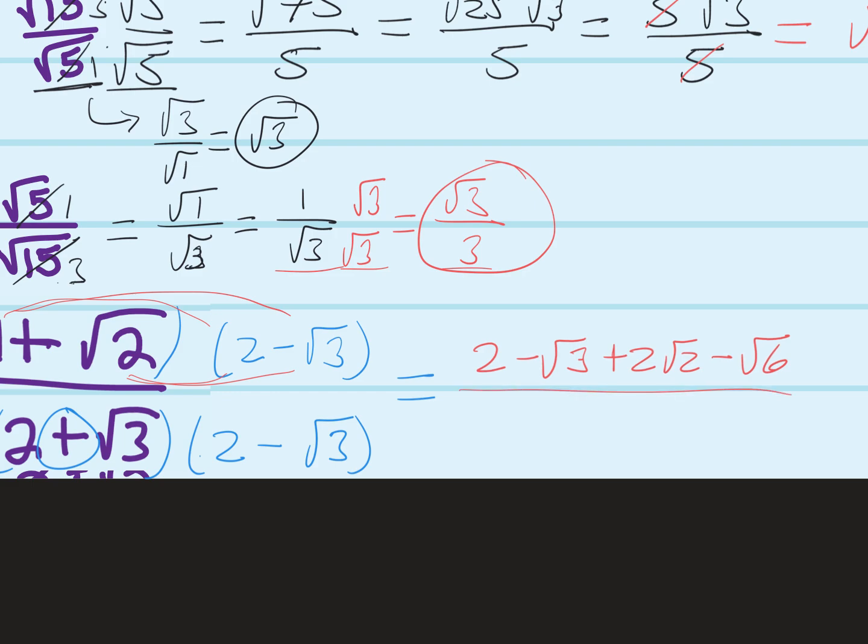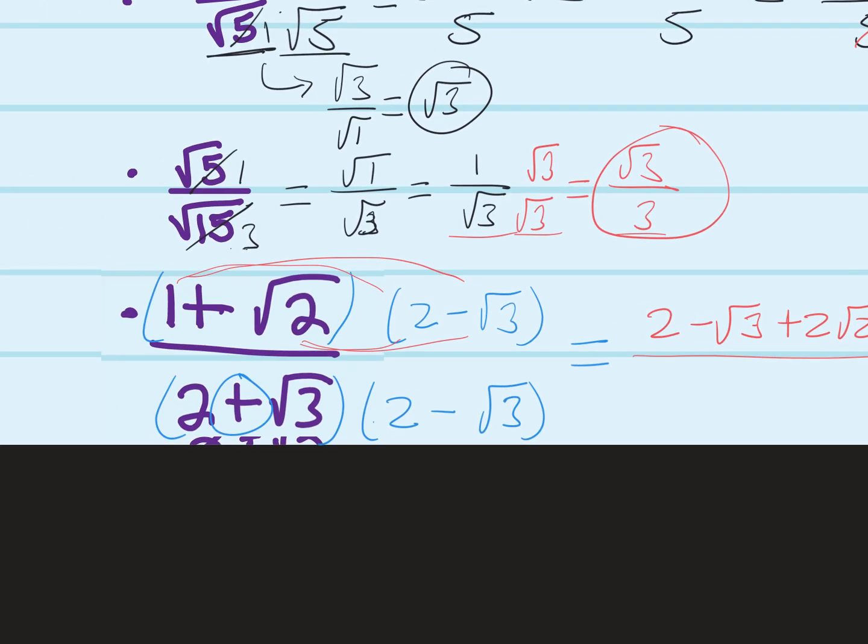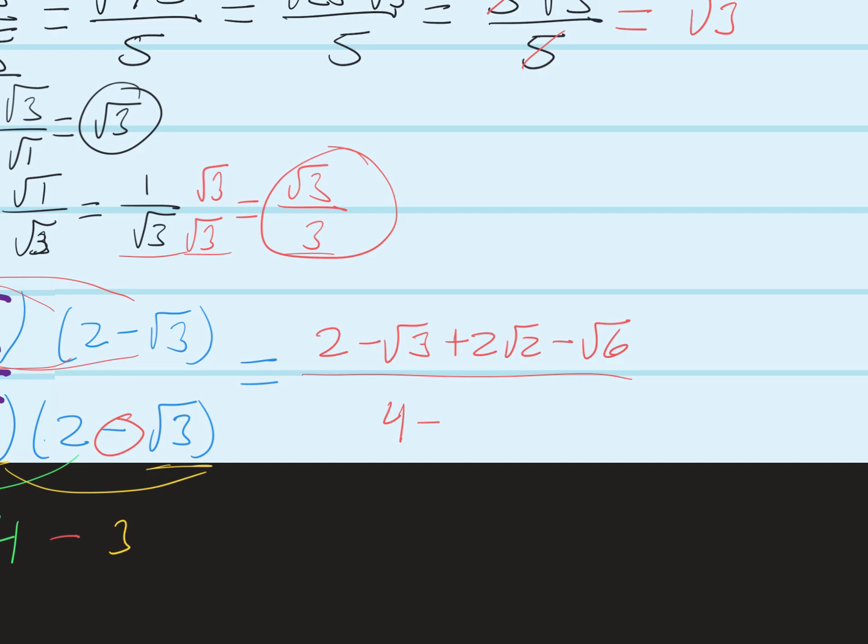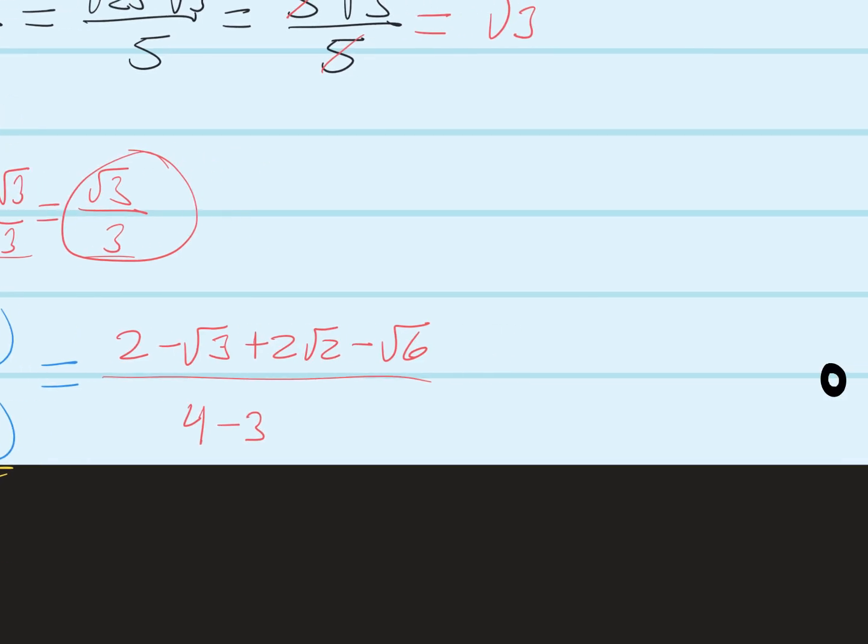And then over. Now you could FOIL it out and cancel the two middle terms, but if you know the middle term is going to cancel every time, then you can just square the first. 2 times 2 is 4. And then square the last. So square root of 3 and square root of 3 is going to get you 3, and a positive times a negative is a negative. So 4 minus 3. On the bottom, we're left with 4 minus 3, and 4 minus 3 gets you 1, so anything over 1 is itself.